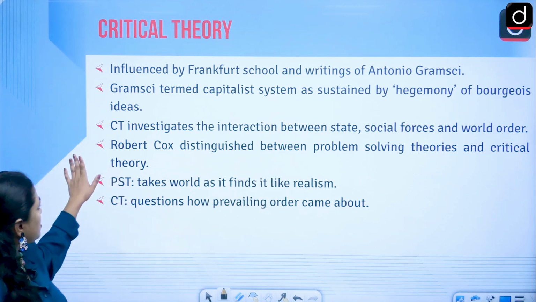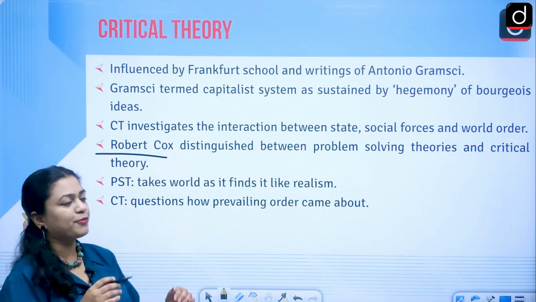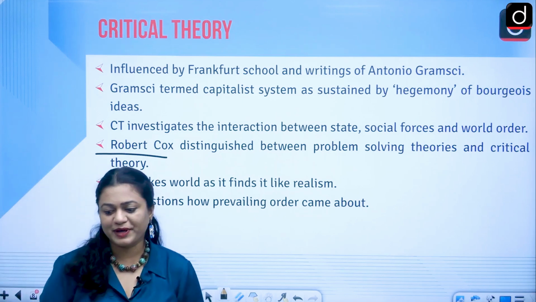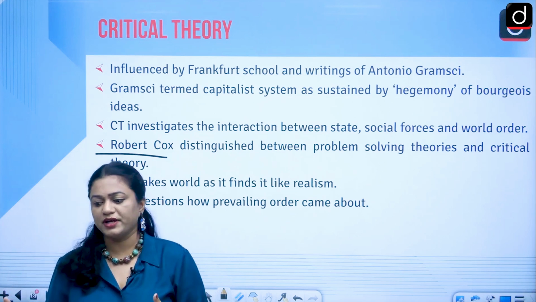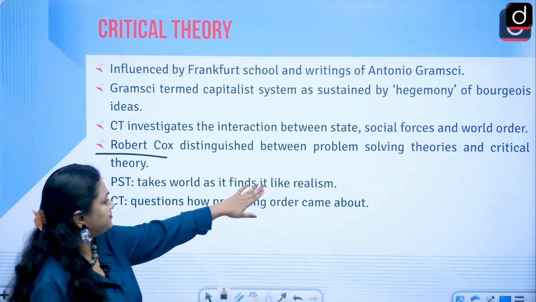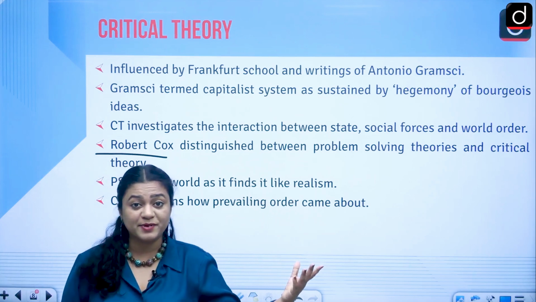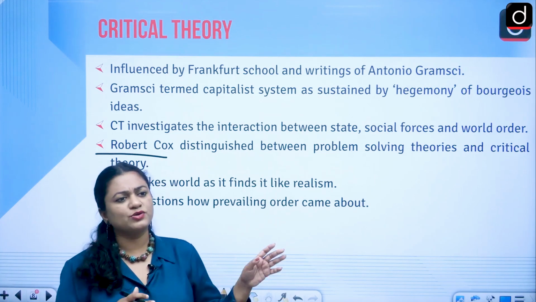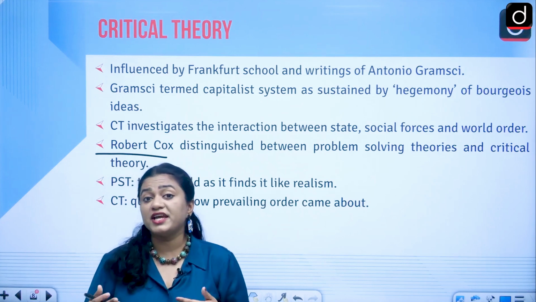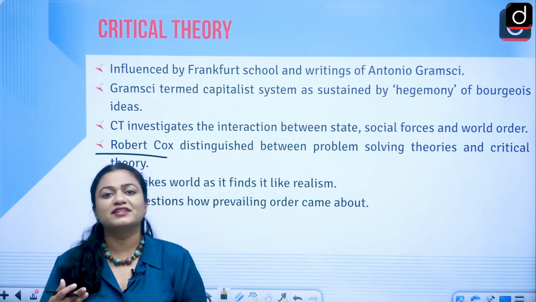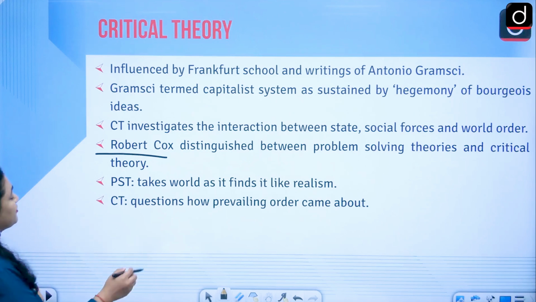Now Robert Cox, a very important figure associated with critical theory, distinguished between problem-solving theories and critical theory. Okay. For him, problem-solving theories take the world as they find it. Like studying the world as it is. They are just trying to find the patterns, just like explanatory theories. They are just writing about the phenomena. Yes, these things happened, and that's it. Okay, they are not trying to change it, or giving you solutions to transform it.